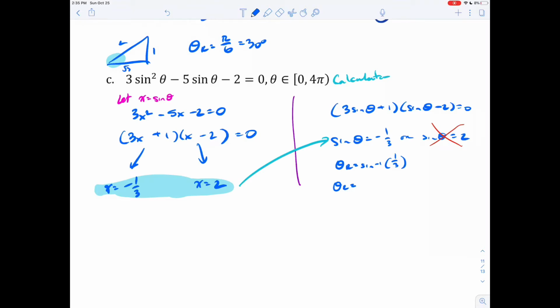In degrees, that's like 19.471 something degrees, but we're not in degrees. We're actually dealing with radians. Psych. So when you calculate that, do make sure that your calculator is in radian mode, and then you can get it. So inverse sine of 1/3 in radians is 0.340.